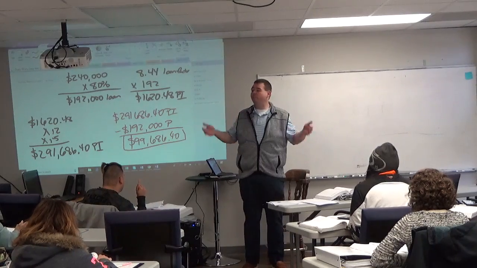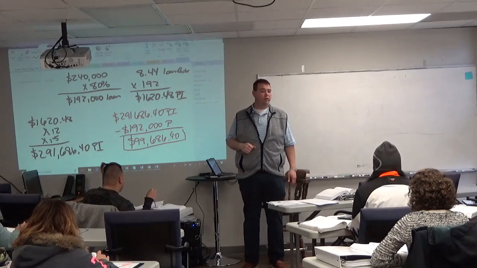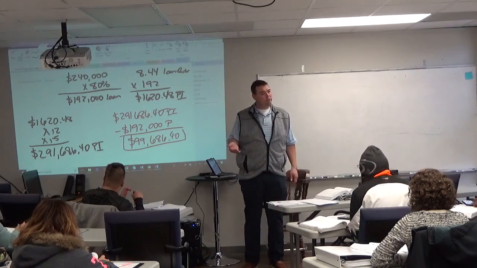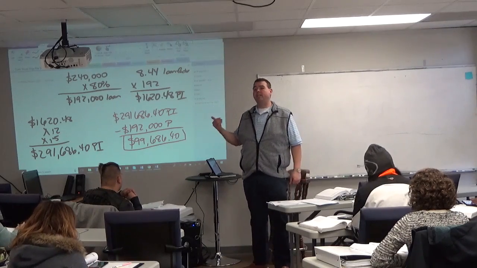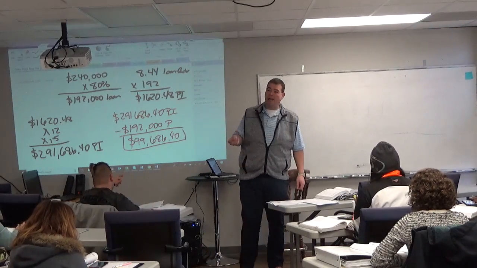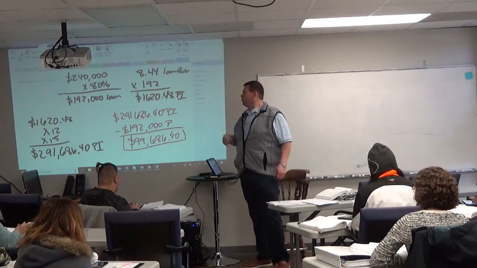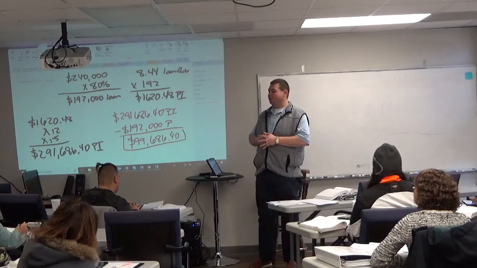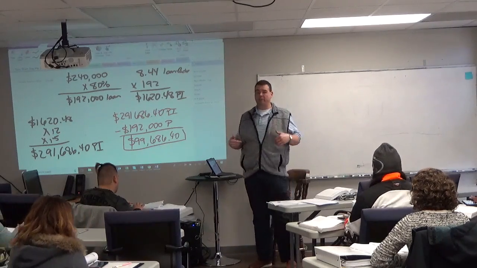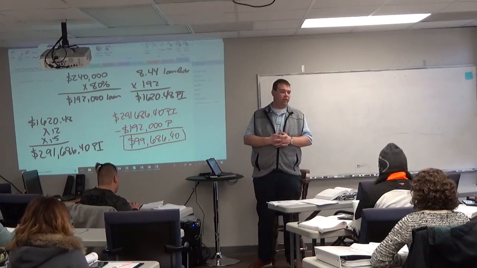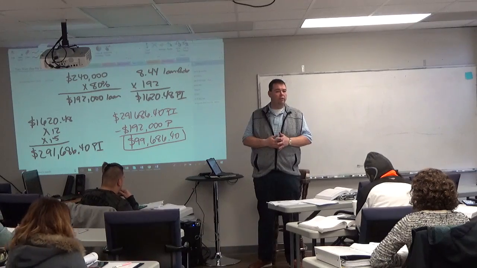So if I make every single payment on time, I'm going to pay $291,686.40. But not all of that is interest, because some of it is money I actually borrowed, right? So to get to the interest, what do we need to do? Subtract out the amount that I borrowed, the loan amount. So I subtract out the $192,000, and that leaves me with $99,686.40 in interest paid over the life of that loan.